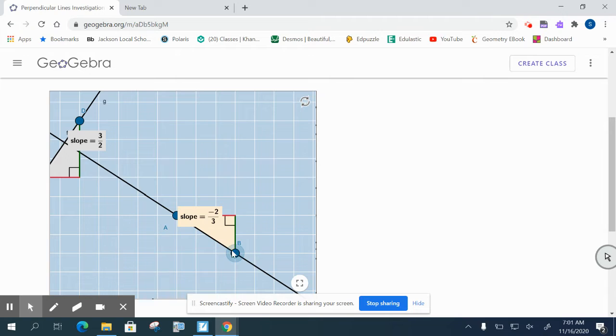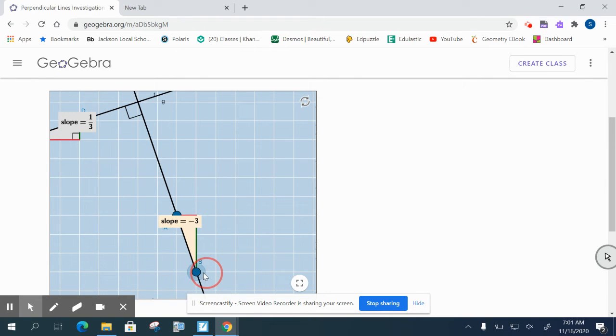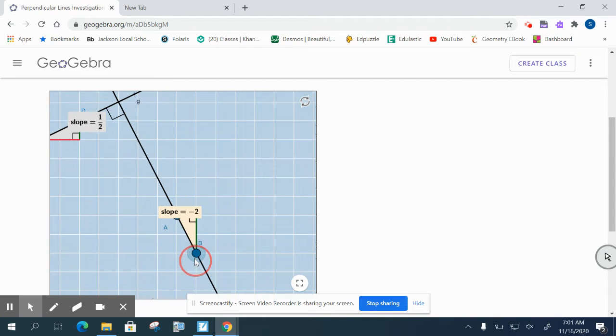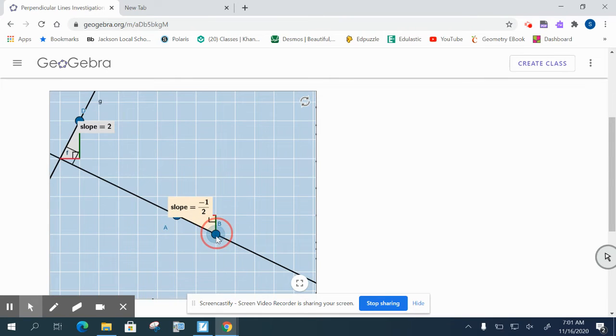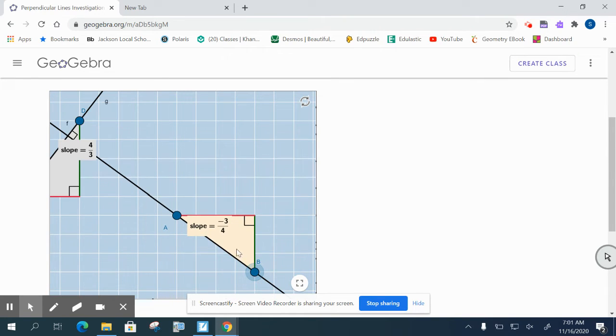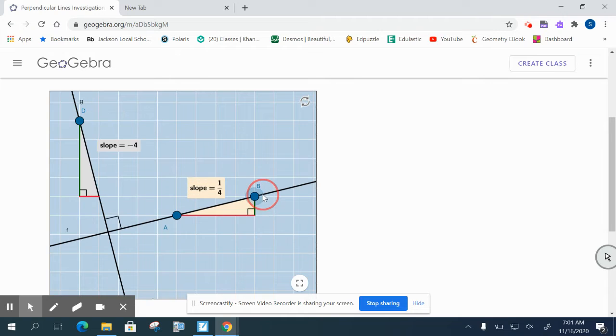3/2, -2/3. Oh, those are the same. How about this? 1/3, -3. 1/2, -2. Okay, so I'm dragging it around, and what do you notice is the relationship between the slope of this line and the slope of this line? Well, first of all, they're always opposite signs. So if one is positive, the other is negative. Even if I start making this other one positive, that one's going to turn negative. And they're what we call the reciprocal, which means that you flip the fraction.